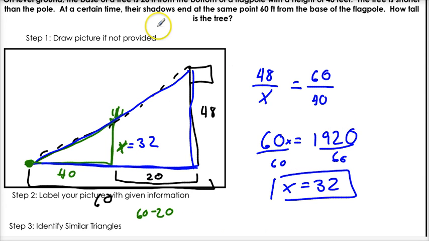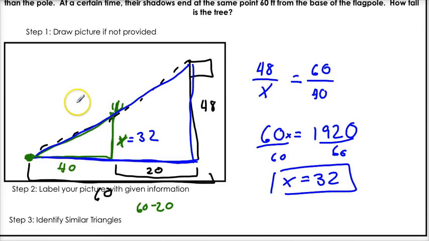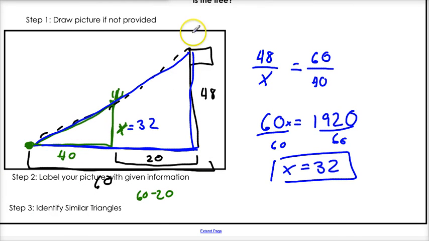Alright guys, so if it's ever a shadow question or a ladder question, you know it's going to be similar triangles. Shadows and ladders are similar triangle questions. Remember to step 1, draw it out, label the picture, and then set up your ratios.